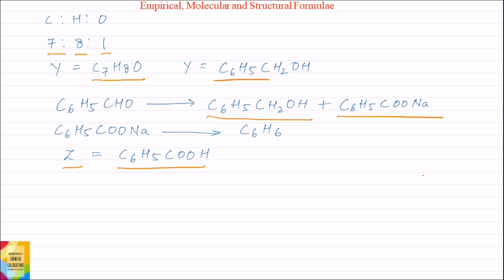Therefore Y is C6H5CH2OH and Z is C6H5COOH. So C6H5CHO forms C6H5CH2OH and sodium salt of benzoic acid, and this sodium salt of benzoic acid on distillation with soda lime gives benzene. Therefore Z is benzoic acid and Y is C6H5CH2OH.